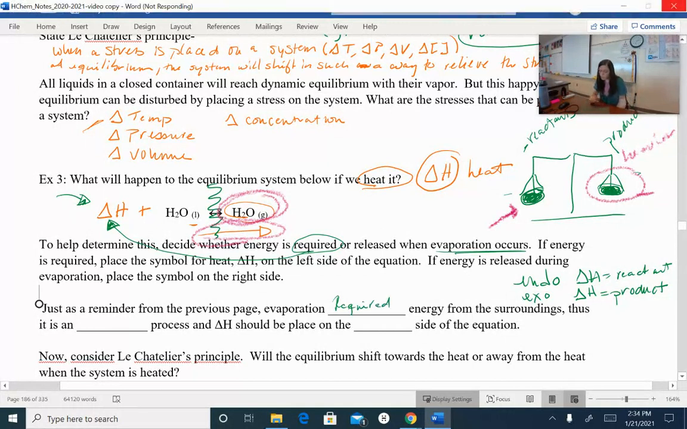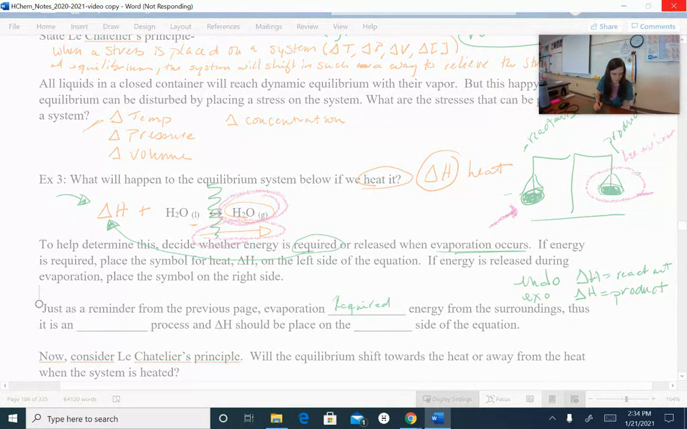Okay, energy is required from the surroundings. Thus, it is an endothermic process.